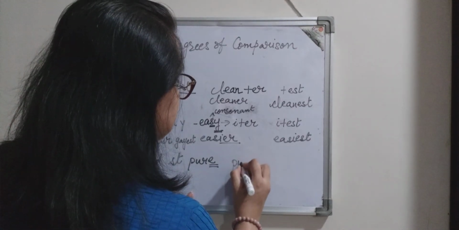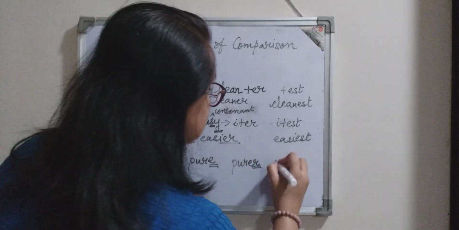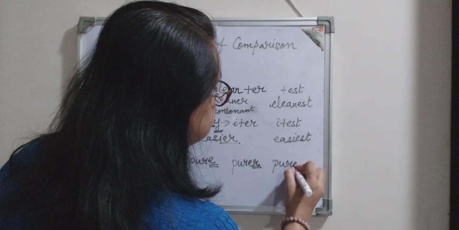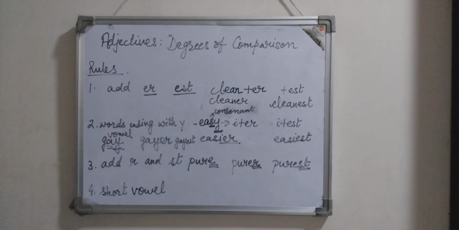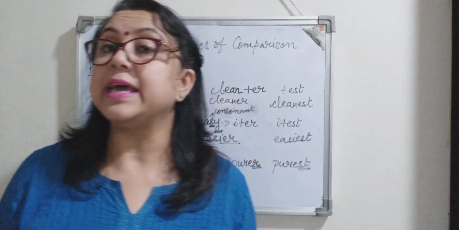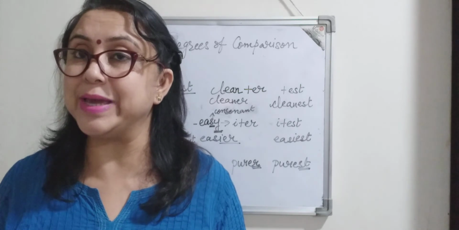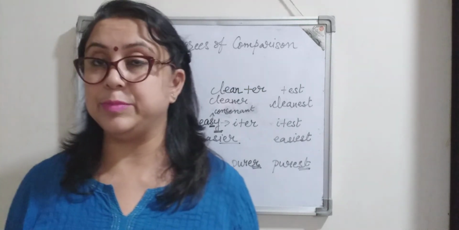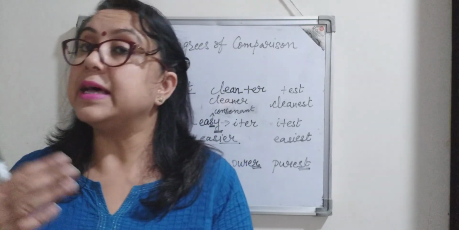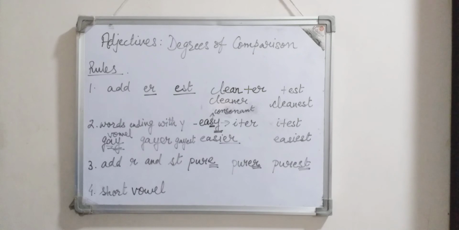So P-U-R-E-R, purer, and P-U-R-E-S-T, purest. Now, moving on to the fourth rule. So, the fourth rule says if a word has a short vowel in between. I repeat, if there is a short vowel in between, in that case, the last alphabet gets doubled. Let's see this with the help of an example.